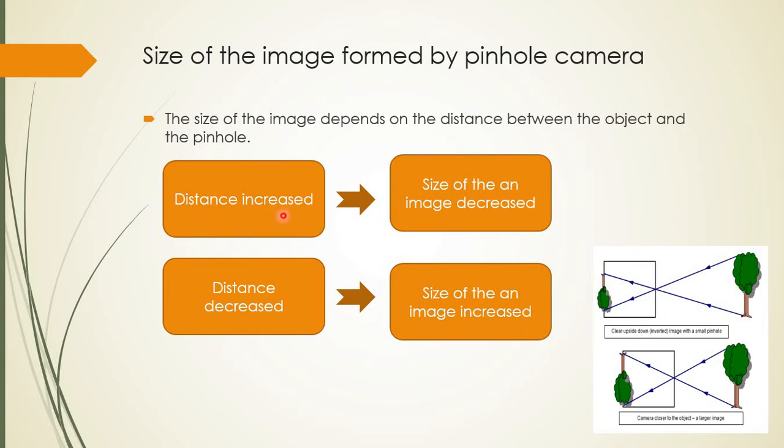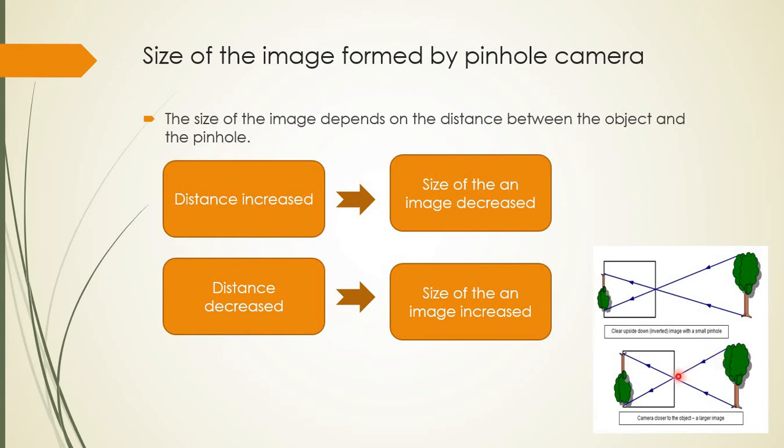So what will be the effect on that? If the distance between this hole and this object is increased, then the size of the image will be decreased. Means the image formed on the screen will be smaller if the distance between the pinhole, that is the hole of this camera, and the object is increased. But in the second case, when the distance between this pinhole and the object is decreased, then the size of the image will be increased.